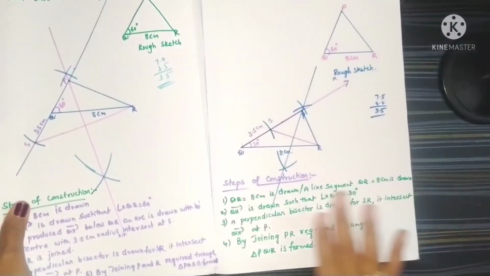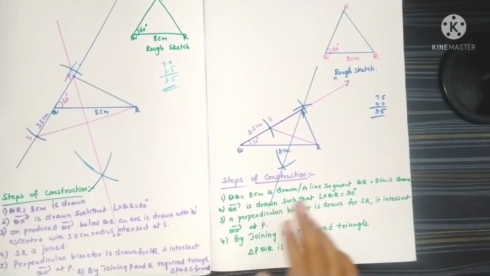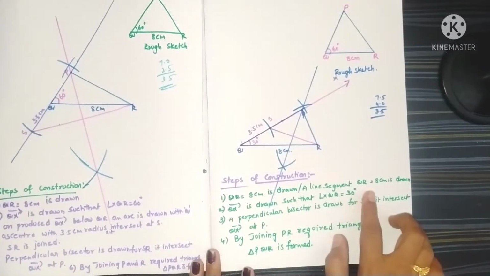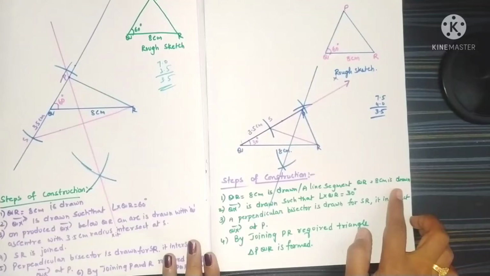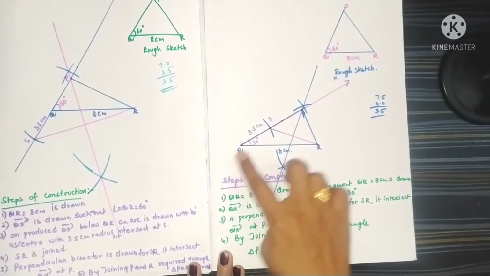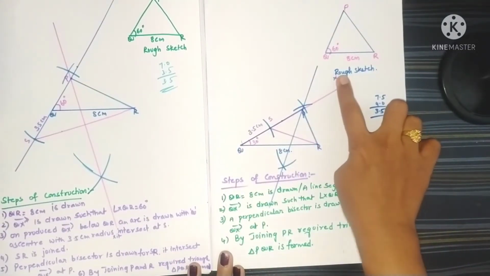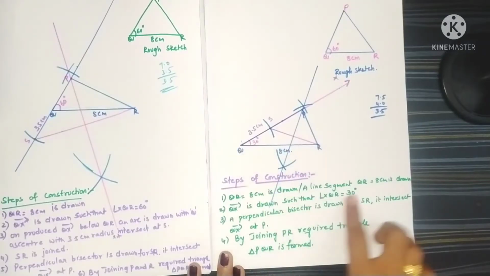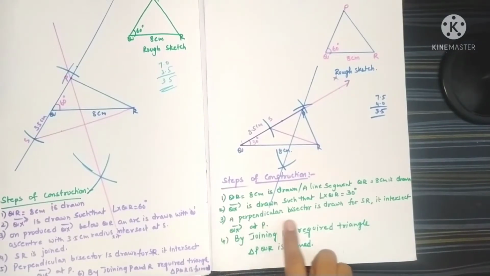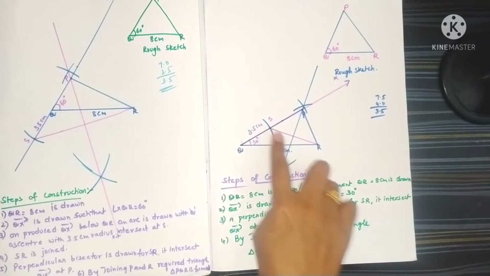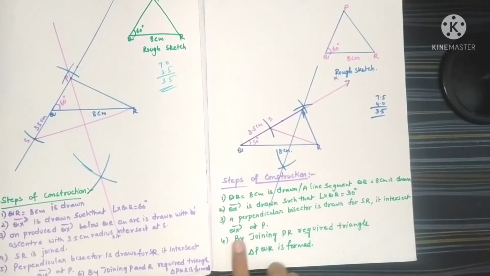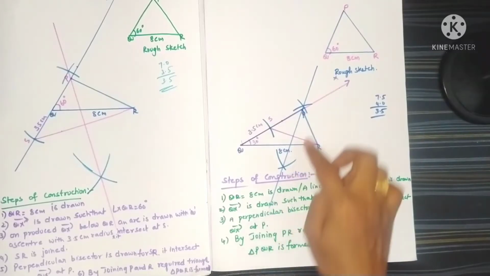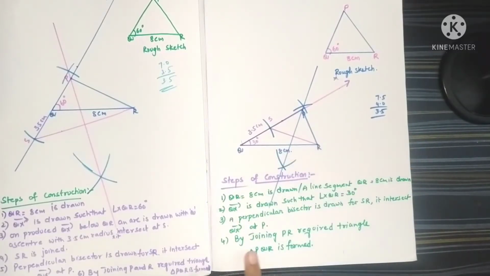Okay. And for this, a line segment QR equal to 8 cm is drawn. Next, QX ray is drawn such that angle XQR is 30 degrees. A perpendicular bisector is drawn for this SR. It intersects QX at P. Okay. So by joining P and R, the required triangle PQR is formed.